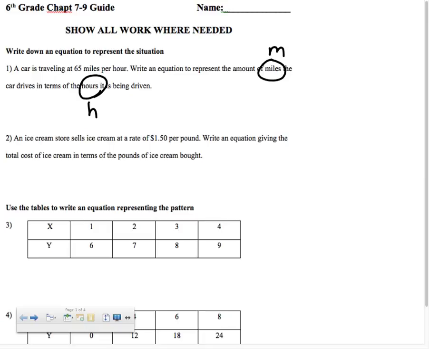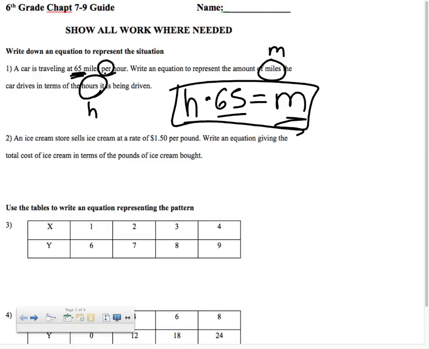So it says we're driving 65 miles per hour. So the word per here means that this 65 is going to be my multiplier number. So it's going to be 65 times some variable equals some other variable. So 65 miles per hour, which means that every hour, every h, I'm going to go 65 miles, and that will give me my total distance that I'm going to travel. So every hour, h, I go 65 miles, and if I do that calculation, I'll get the total amount of miles that I drive. And so this right here would be my equation, h times 65 equals m.